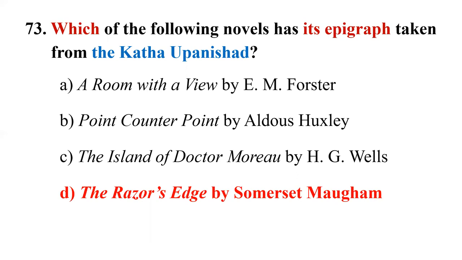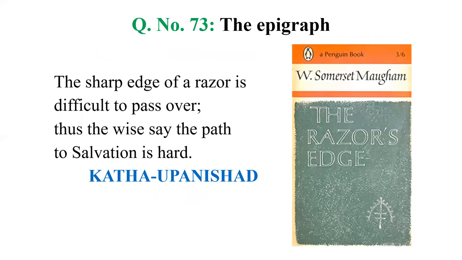We have D, The Razor's Edge by Somerset Maugham, whose epigraph is taken from the Katha Upanishad. And this is the epigraph. Sometimes they begin a work with a quote from another work. So here, The Razor's Edge begins with this passage from the Katha Upanishad.